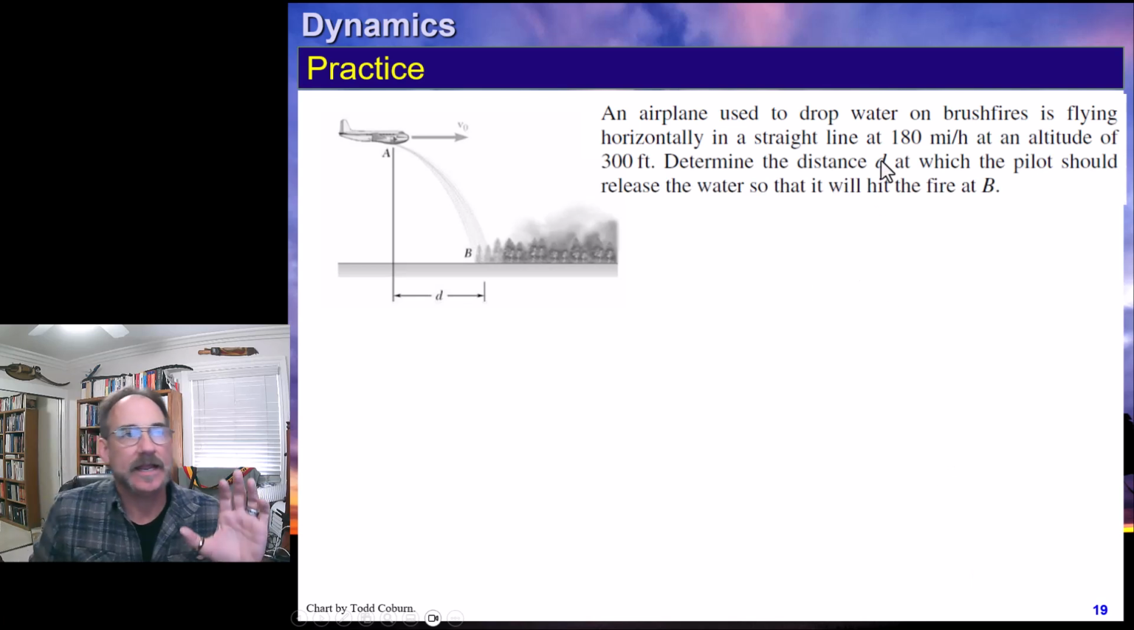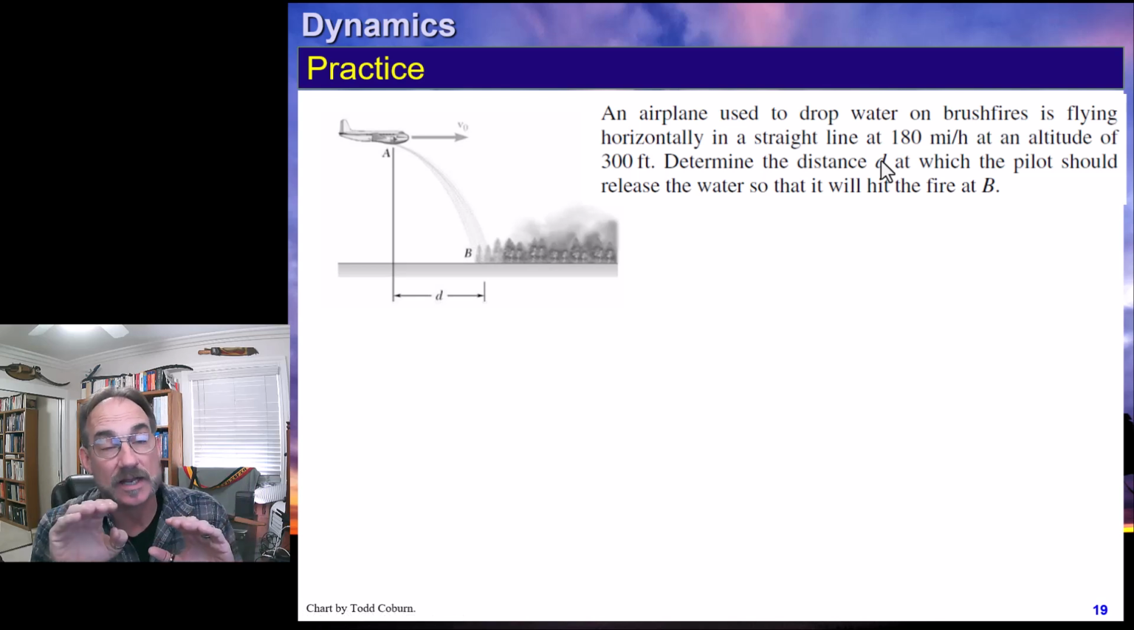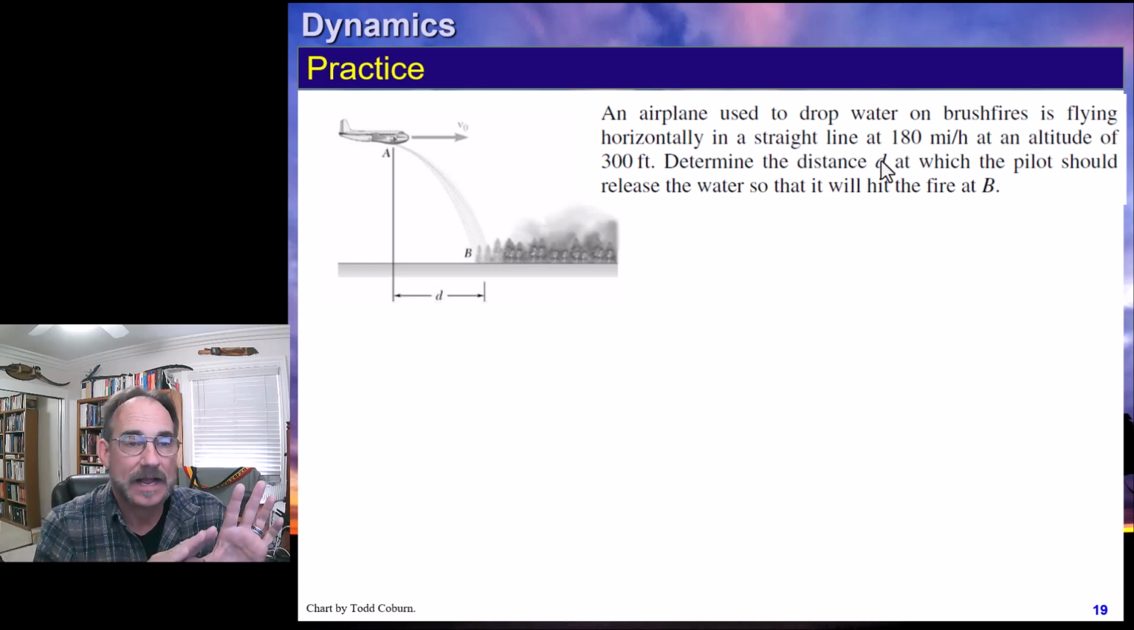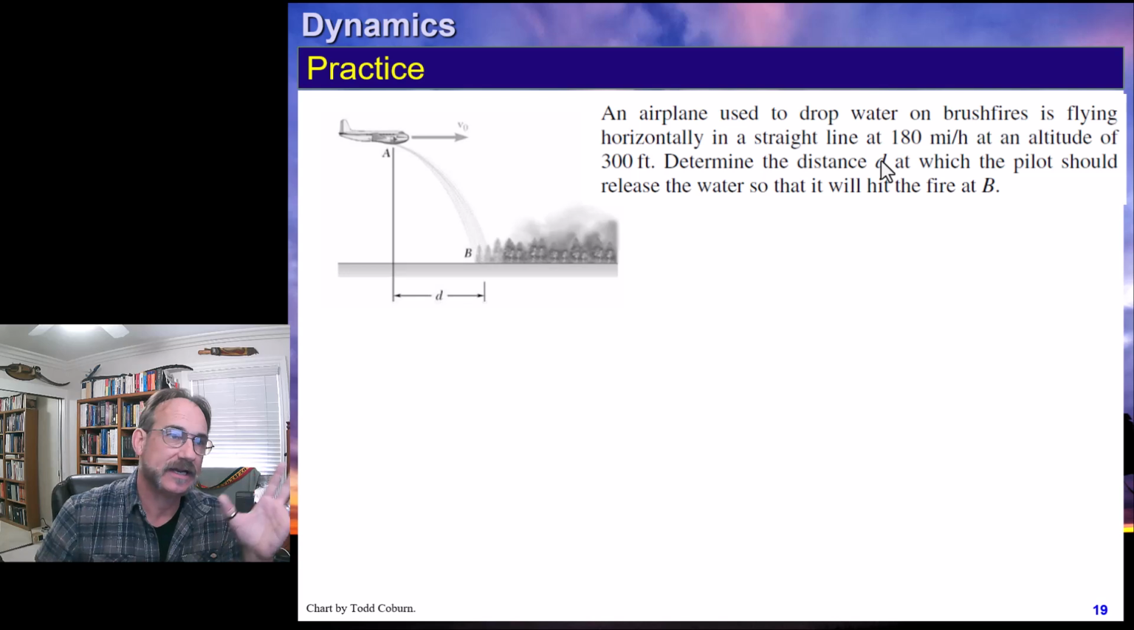We have an airplane. It is used to drop water on brush fires. It's flying horizontally in a straight line at this velocity. Now you got to look at this velocity. Wait a minute, I'm going to have to convert this. This is miles per hour, and what do we need? Feet per second. So we're going to have to convert miles to feet and hours to seconds.